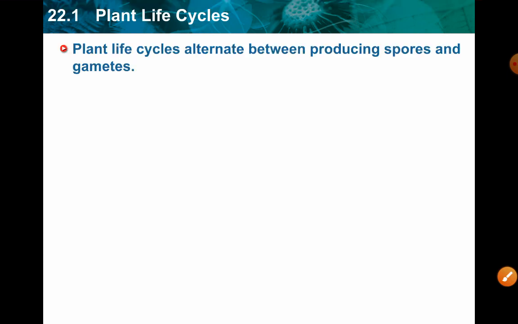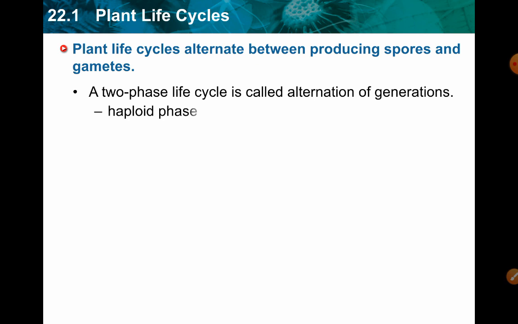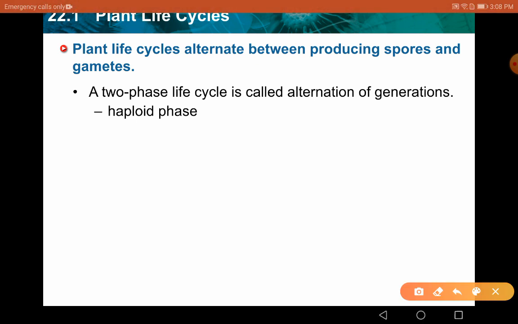Let's move to the next part. Any plant life cycle alternates, as we said, between producing spores coming from the sporophyte and producing gametes coming from the gametophyte. Okay? So when any plant life cycle alternates between two phases, what do we call this? We call this alternation of generations.